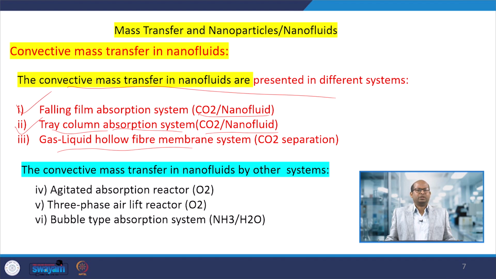Here we just discuss the basic things. Apart from that, there are some other mass transfer operations where, instead of CO2, oxygen or another component can also be separated out.